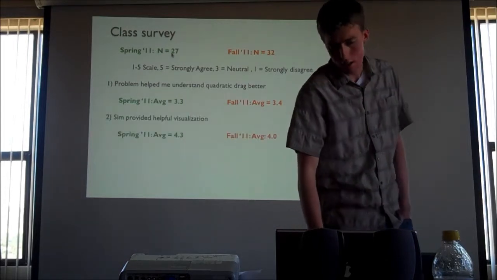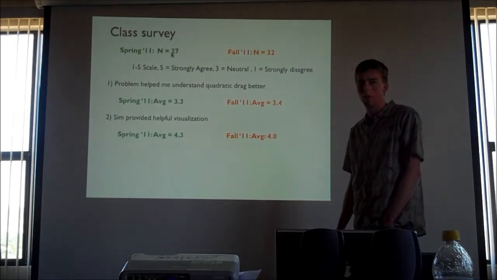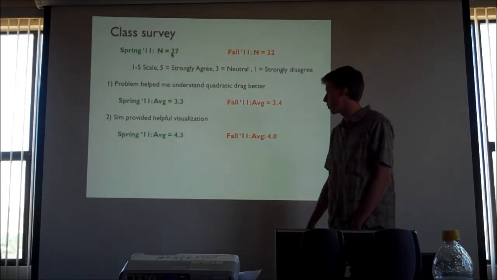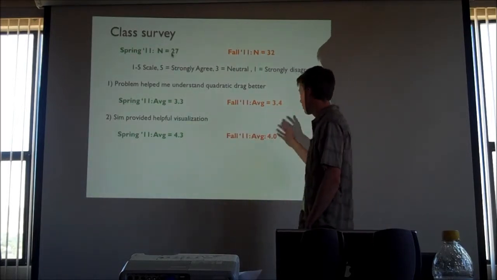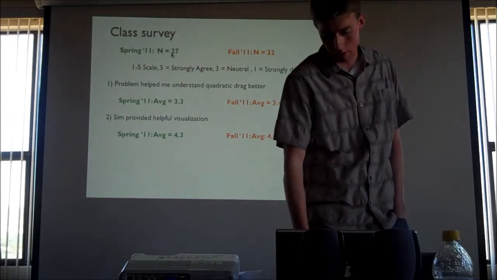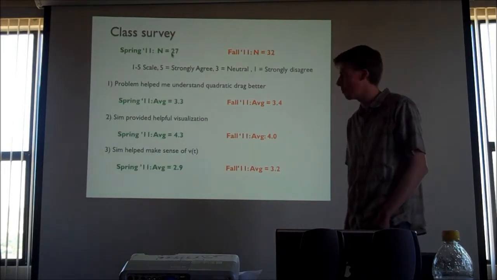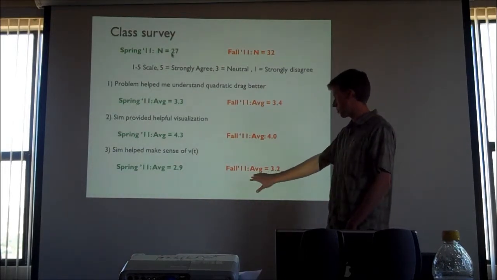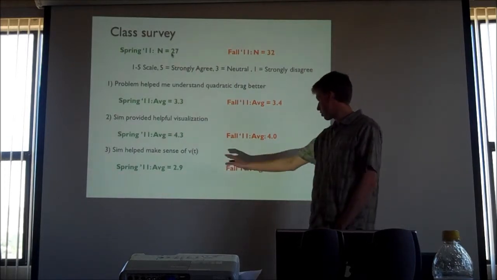The second question was: the FET sim provided me a helpful visualization for the problem last week. A slightly higher response, 4.3 and 4.0 here. They're really similar. And the last question is: the sim helped me make sense of my mathematical solution for V of t. This is the lowest scoring question, and they're just about neutral.